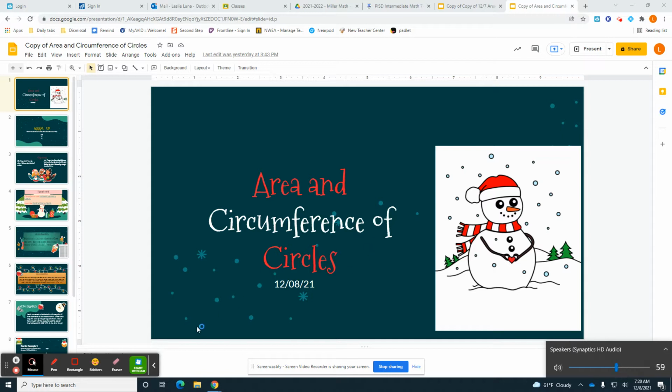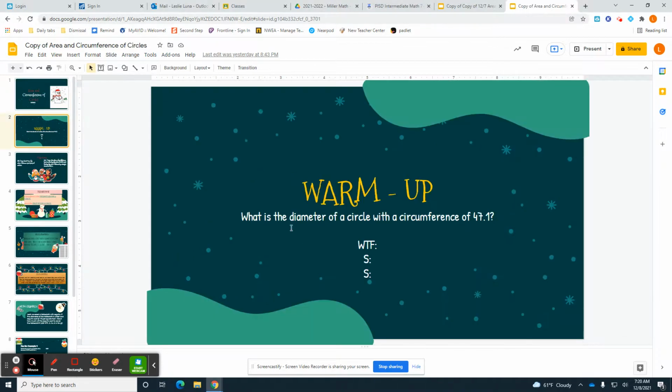Alright, boys and girls, so today we're going to start with area and circumference of circles. So this is your warm-up. What is the diameter of a circle with a circumference of 47.1?